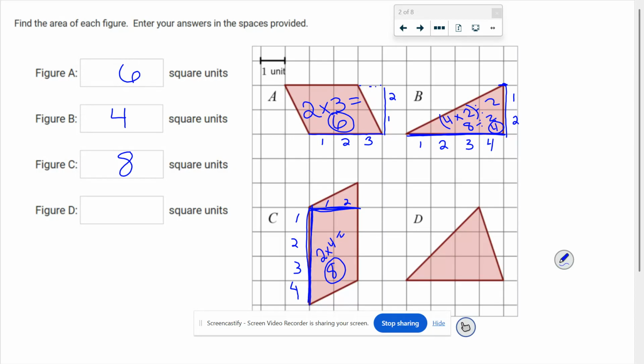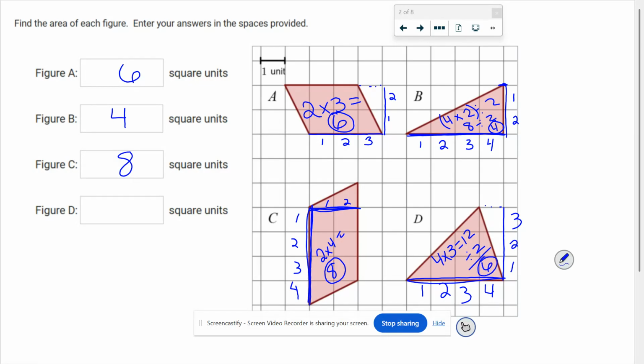All right, now we need to look at figure D, which is a triangle. We have 1, 2, 3, 4 units for our base or our flat side. And then the height goes from the base up to the opposite tip: 1, 2, 3 units. All right, so now what we need to do is multiply our base and height. 4 times 3 is 12. And then, because it's a triangle, divide by 2 gives us 6.